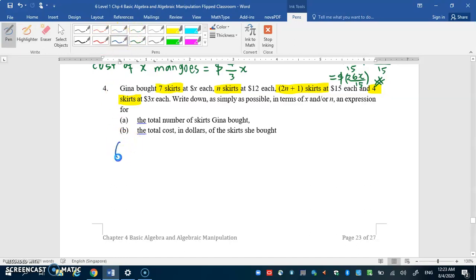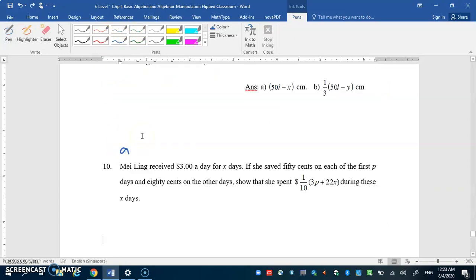So for part A, right? Why did this go down?